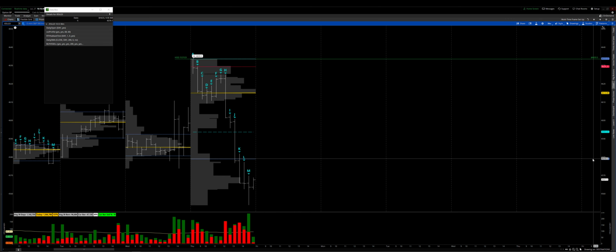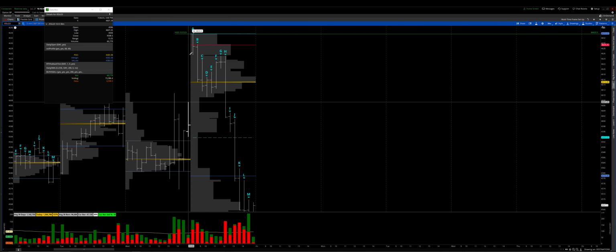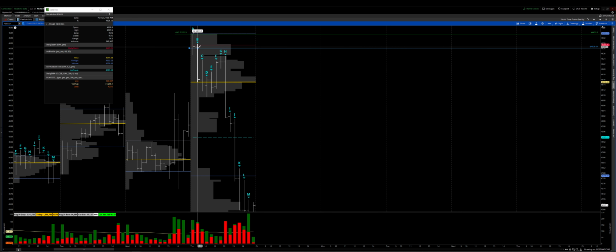Zoom in here. Now we're going to mark our single prints. What's the highest accepted price? That's the question. We opened at $28.50. We pushed up to $29.50.